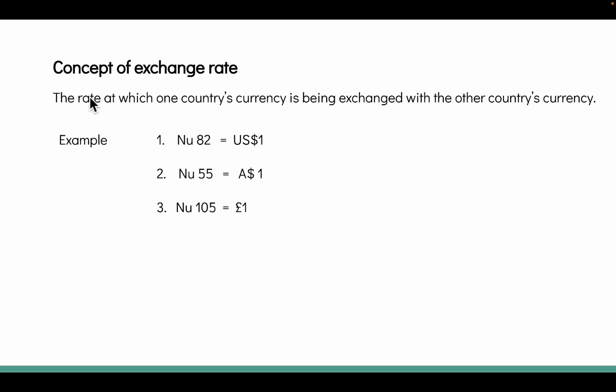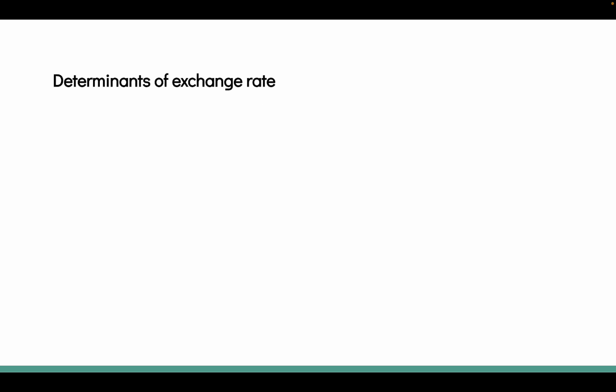So now how will you define the exchange rate? The exchange rate is the rate at which one country's currency is being exchanged with the other country's currency. Or you can also define it as the price or cost of a country's currency in relation to foreign currencies. So this is how you will define the exchange rate.